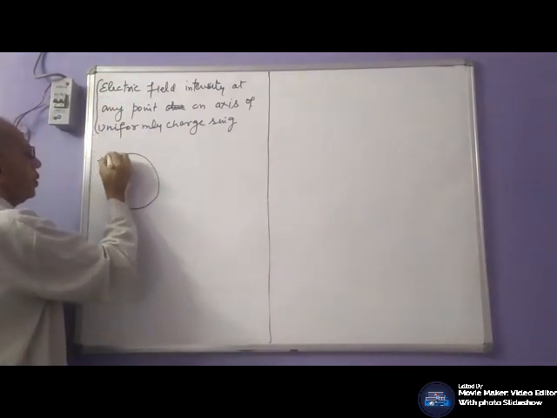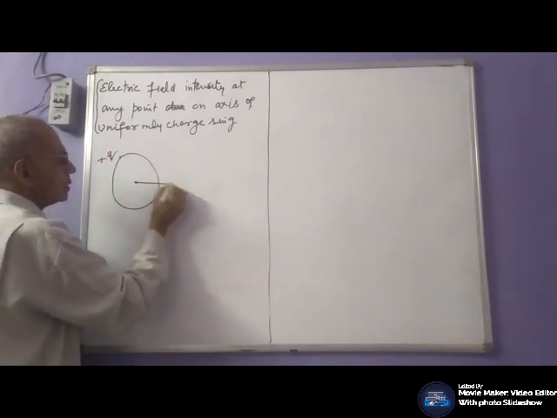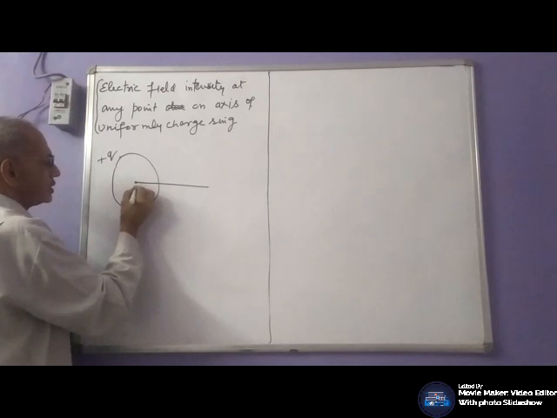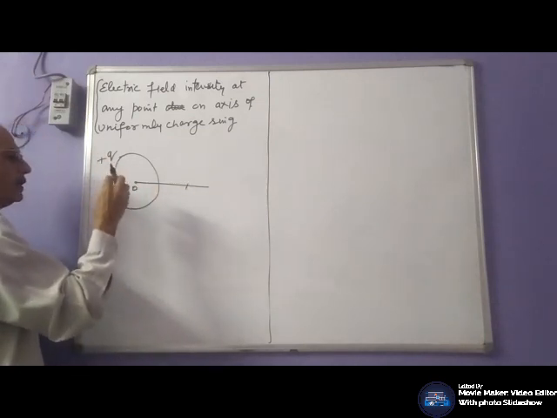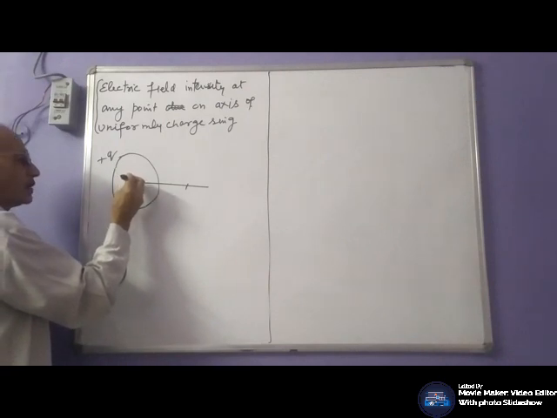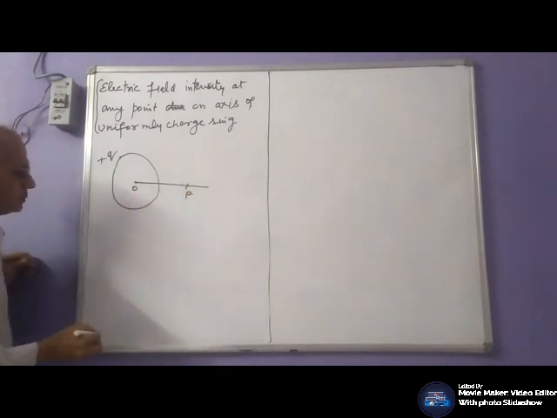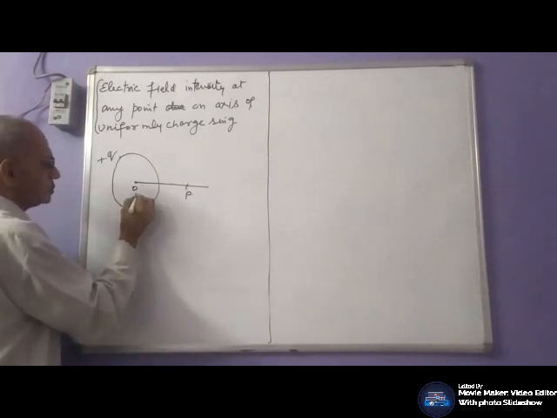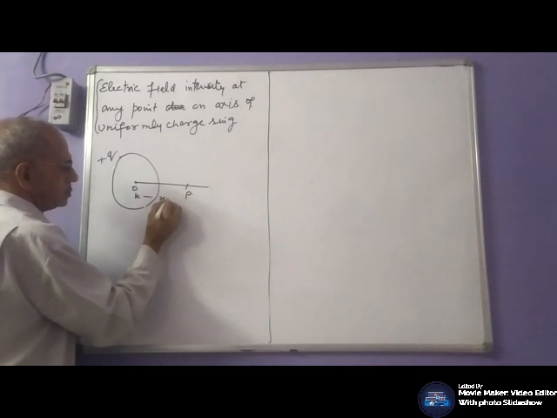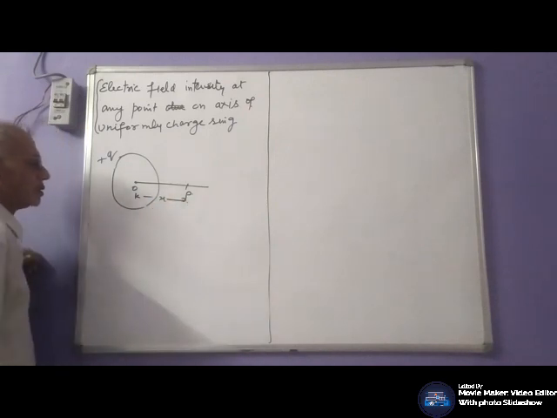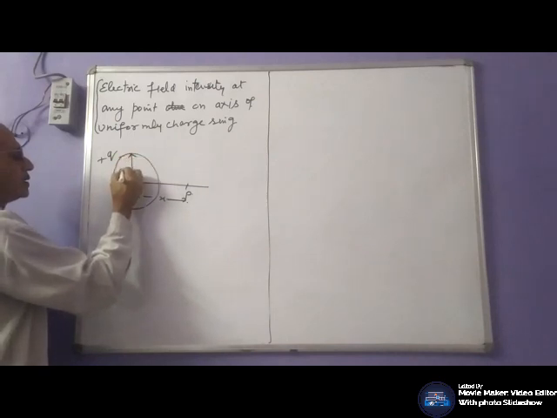This is a uniformly charged ring. This is the center. This is the axis. On the plane of the board there is a ring. This is the axis, the marker is the axis. And this is the observation point on the axis, say at distance x. This is the radius.